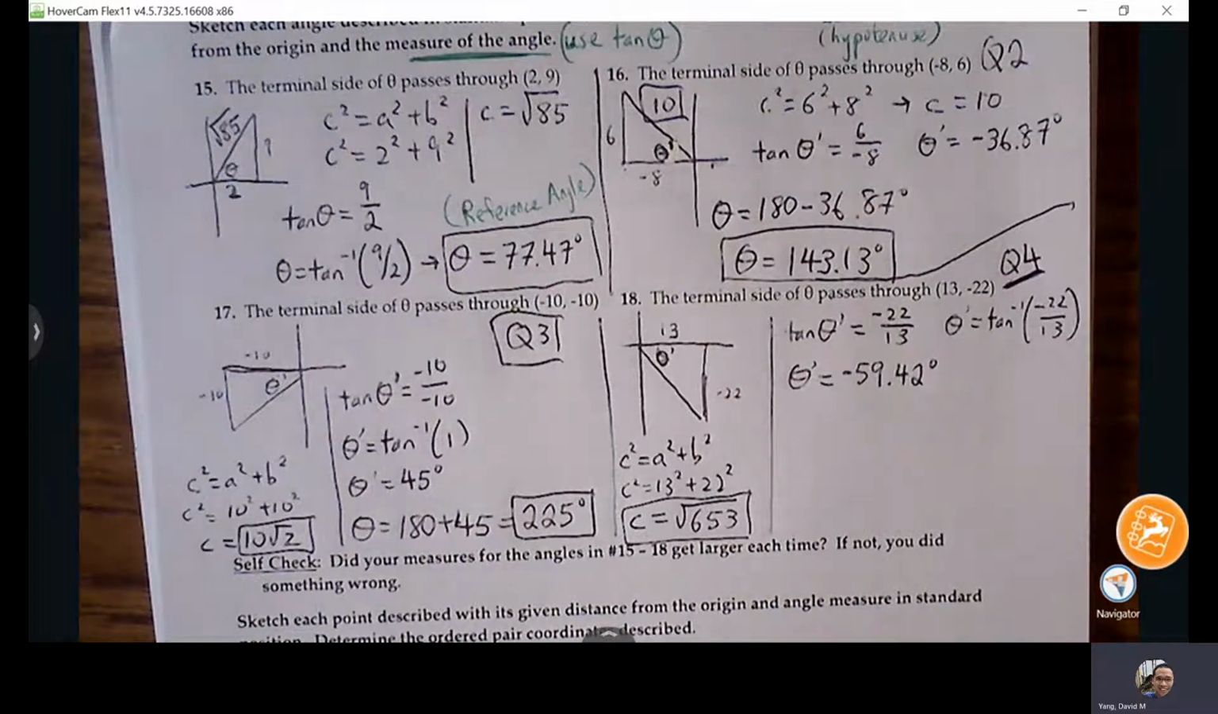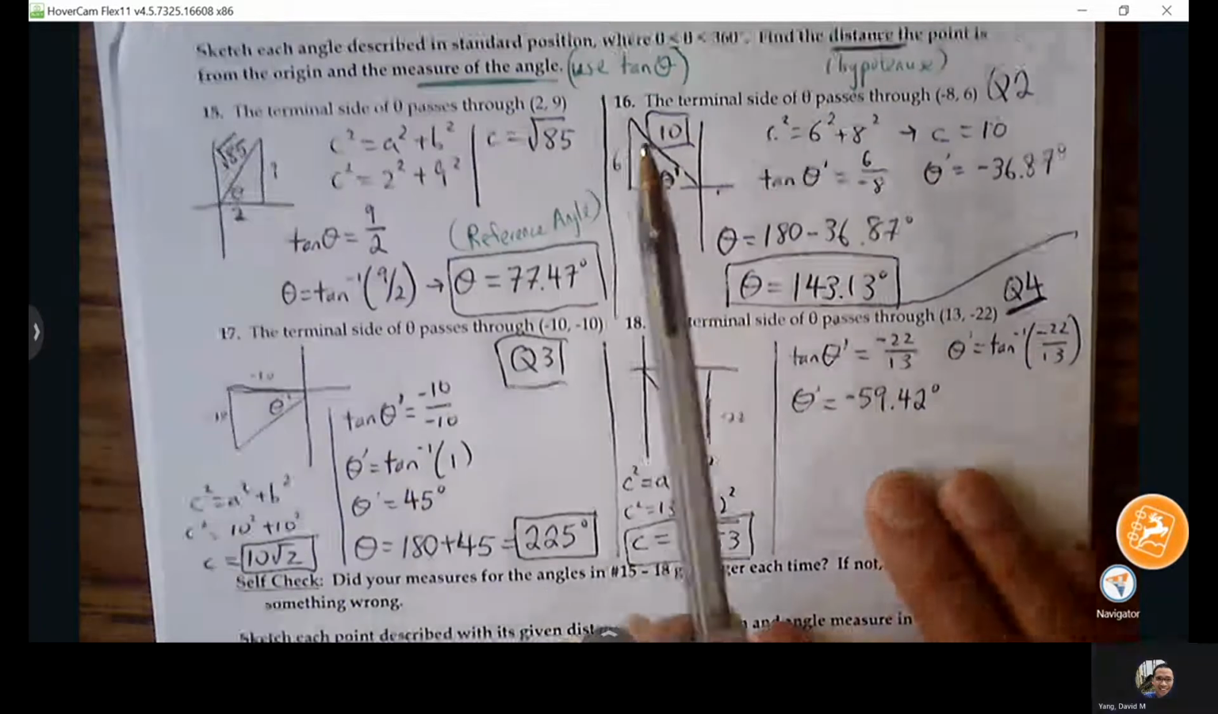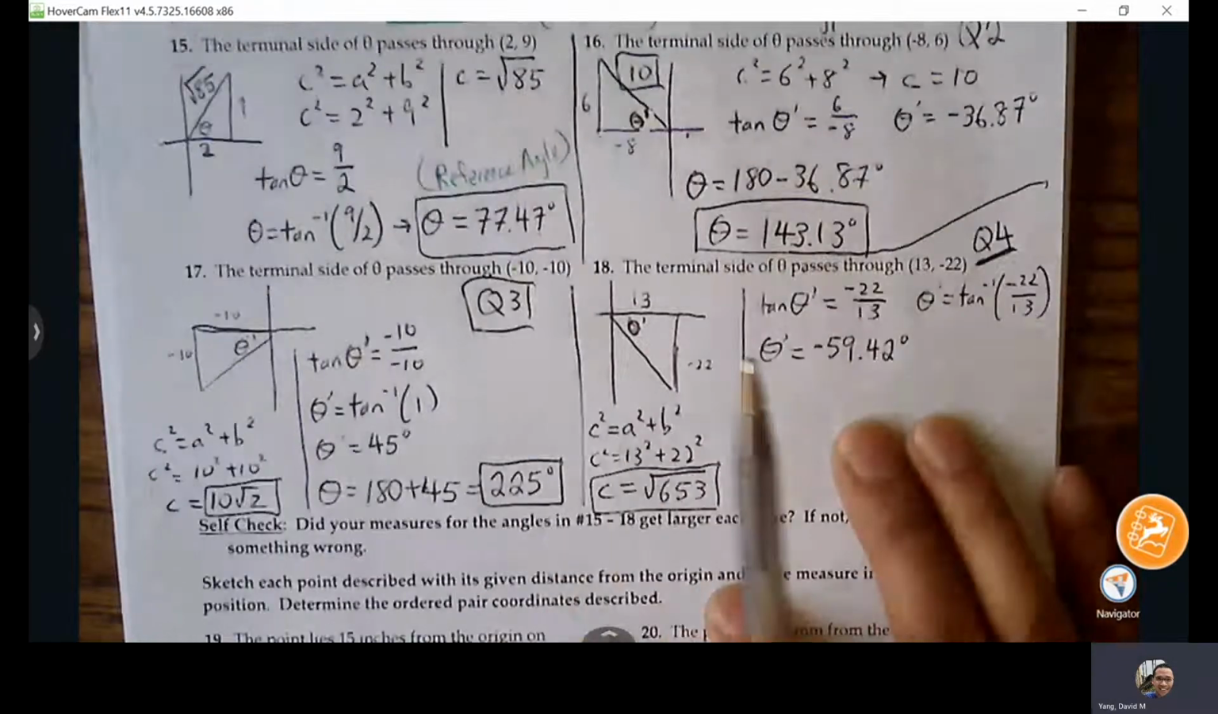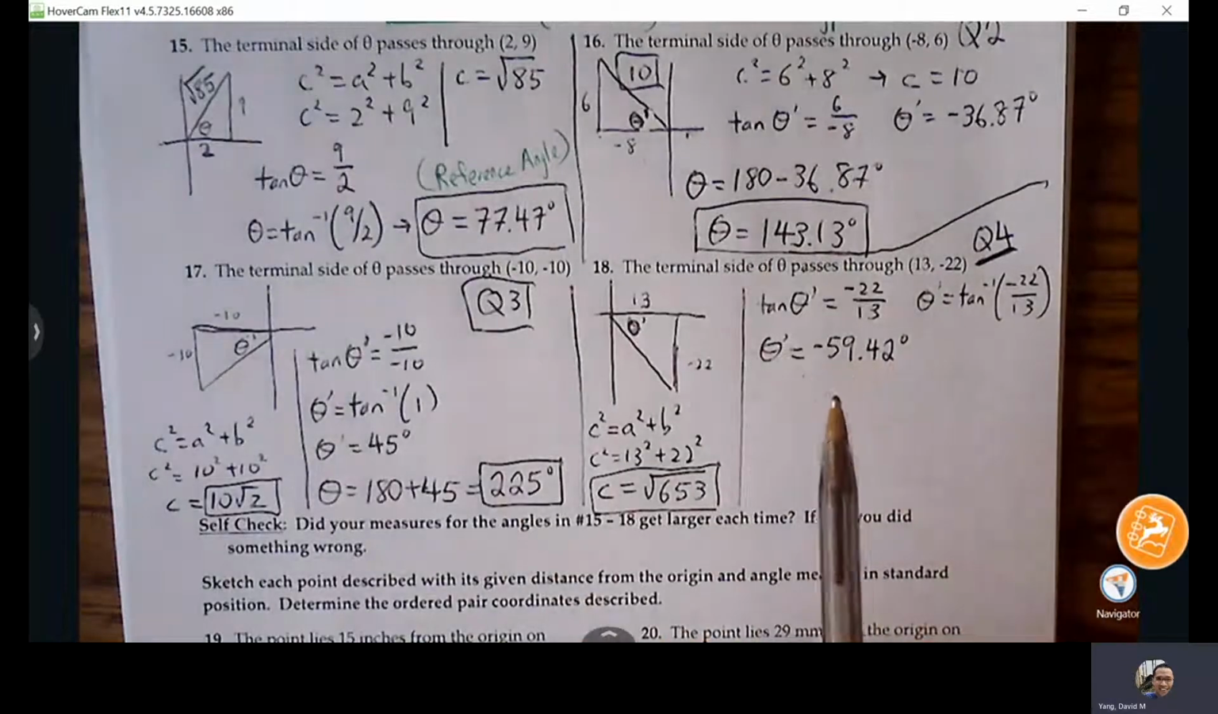All right, everybody good so far? Getting to that negative 59.42 degrees. That's my theta prime, but how do I use this to help me get to a theta that should be in the fourth quadrant? Right, we're looking for a theta value between 0 and 360. So this is going to be the reference angle that's going to help us get there, right? So 360 minus 59.